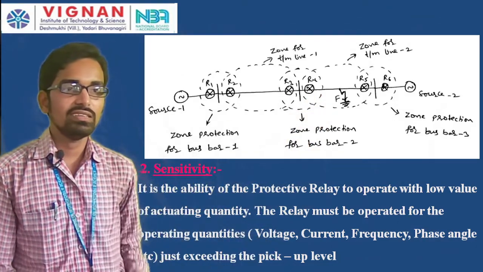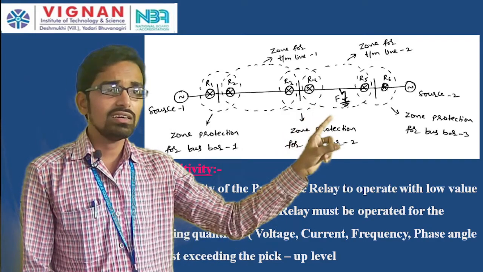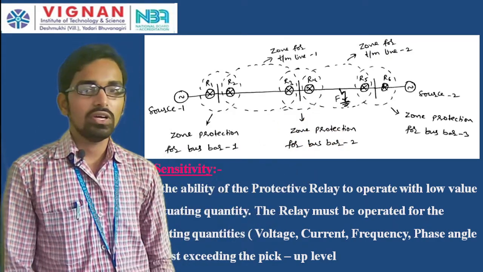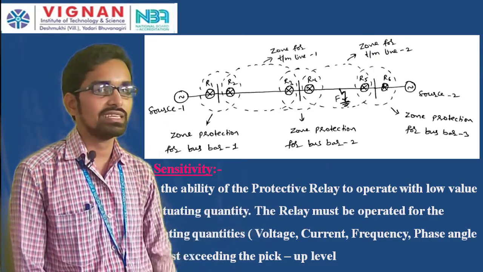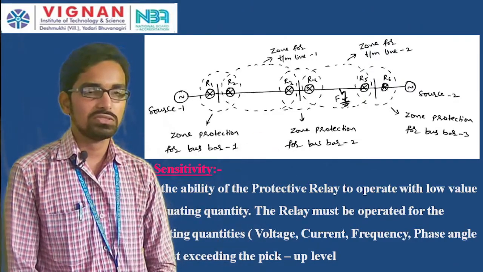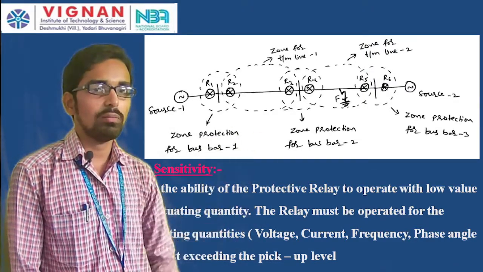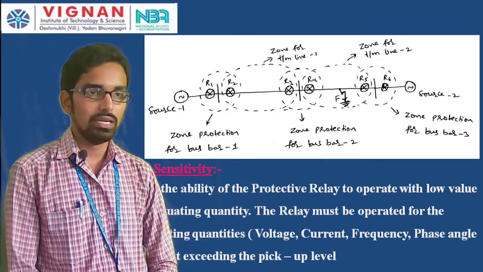Let us take a case where a fault occurs in transmission line 2. Which of the relays has to operate? Which zone does it have to select? There are different zones, bus bar zones and transmission line zones. Which relay has to operate, which gives a particular selectivity for the relay?